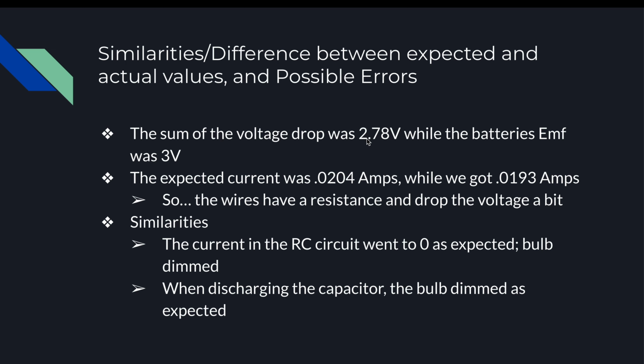Similarities: the current in the RC circuit went to zero as expected because the capacitor is going to have infinite resistance towards the end of the timing period. So the bulb dims, and then when the capacitor discharges, the voltage goes to zero, so there's no current.